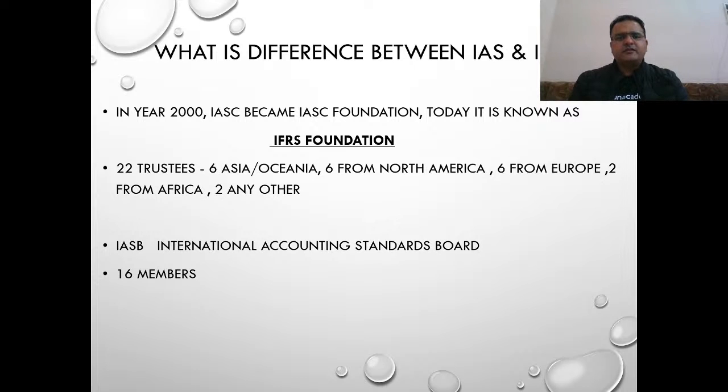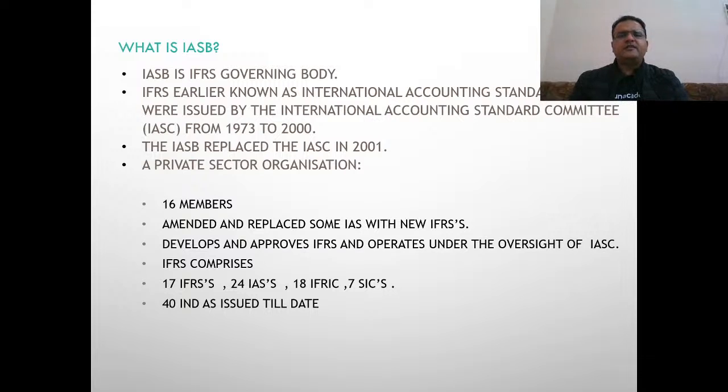Now the IFRS Foundation is represented by 22 trustees: 6 from Asia-Oceania, 6 from Europe, 6 from North America, 2 from Africa, and 2 from any other country which didn't get representation. So this is how it becomes international in nature. The board is represented by 16 members who are nominated by national accountancy bodies, who share their views and issues. If the majority are in favor of issuing an accounting standard, the standard gets issued after consultation with working groups, with policymakers, through exposure drafts, taking the views of academicians and corporate professionals. So IASB is the IFRS governing body.